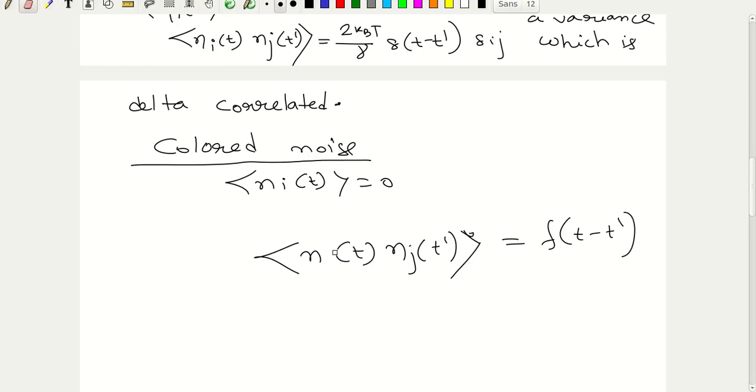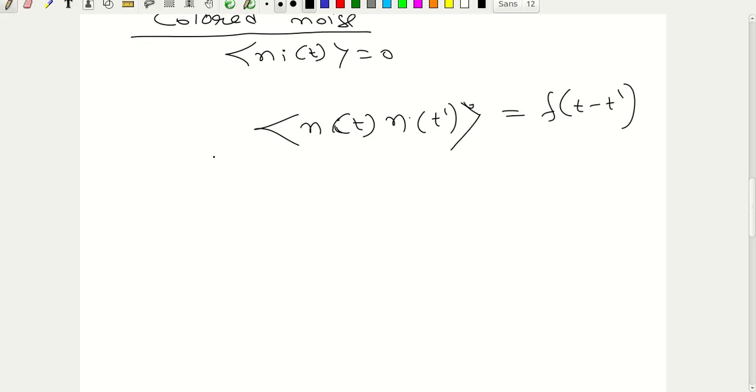Let me erase the index because I'm not using the index here. If your noise is not delta correlated, but is some other kind of function like an exponential or any other function, then it is called a colored noise. And here the point is that, let's say this is f of t minus t prime.